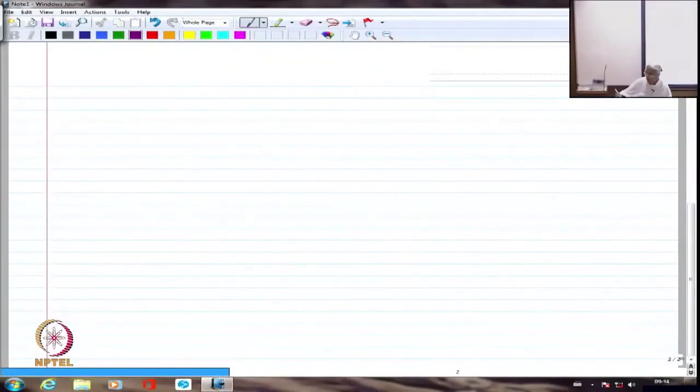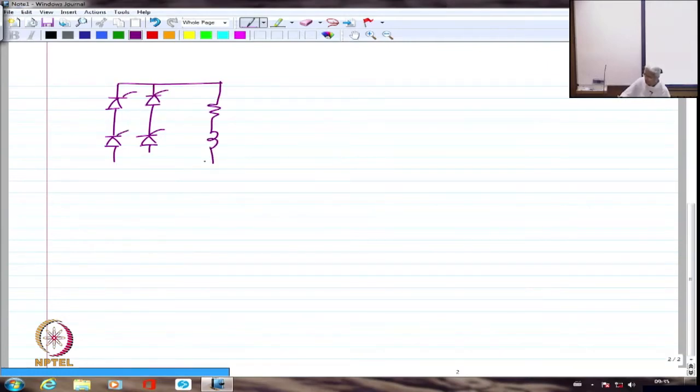Just to recall what we did as the second portion of this rectifier circuit, where we had 4 thyristors and an RL load, and we looked at 2 cases: one of continuous conduction, where the current is continuous, and another case of discontinuous conduction. We had taken a look at both.